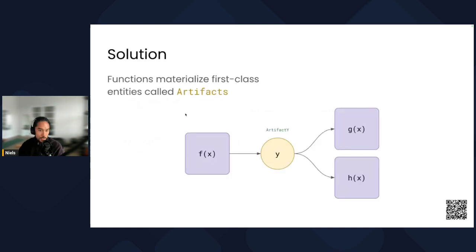The solution that Union is introducing is called artifacts, and functions now materialize first class entities called artifacts. So in the yellow here, I have artifact Y. And it might seem like a trivial thing, but I'm going to hopefully convince you over the course of this demo that this actually gives you a lot of nice superpowers.